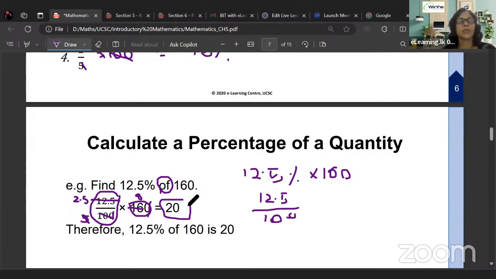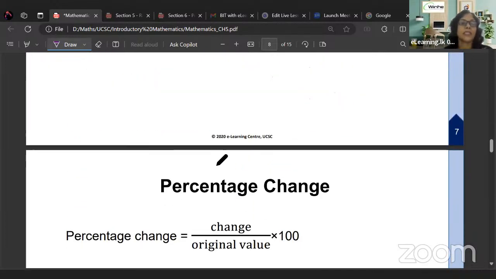Therefore, 12.5% of 160 is equivalent to 20. Here we are calculating the percentage of a quantity. Right? For any given quantity, you can calculate the percentage.